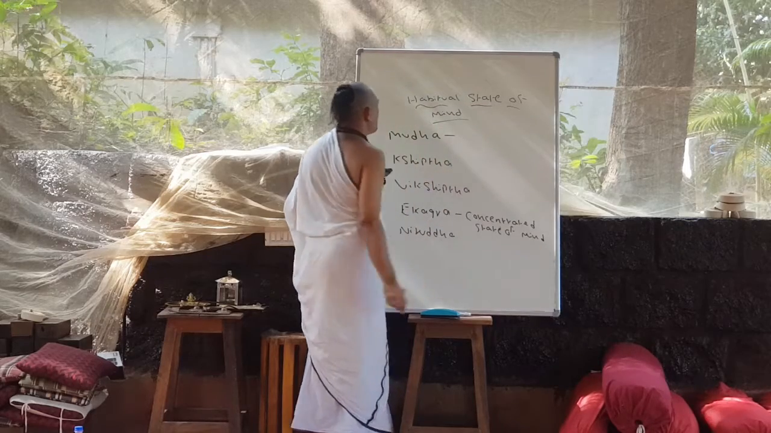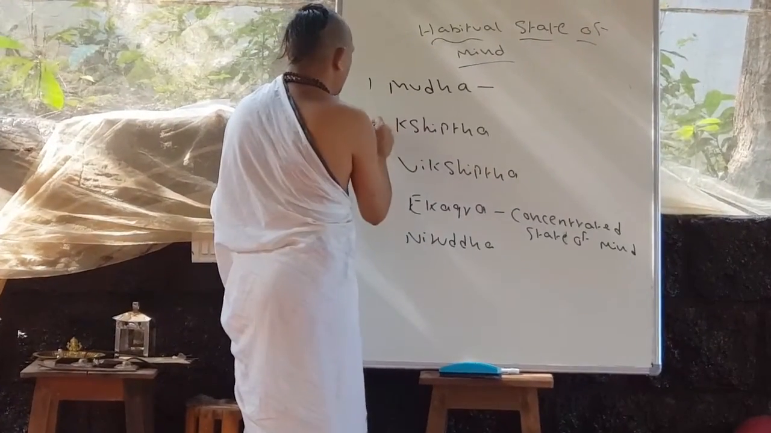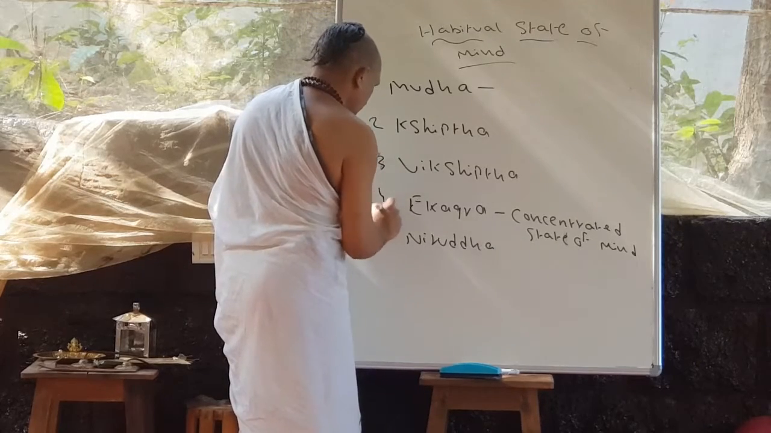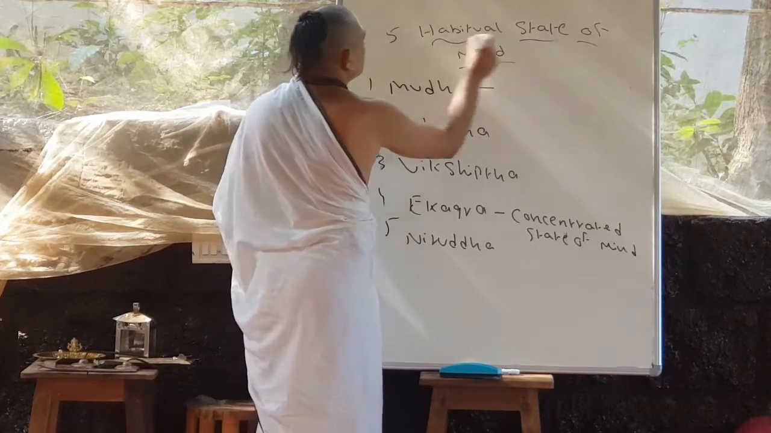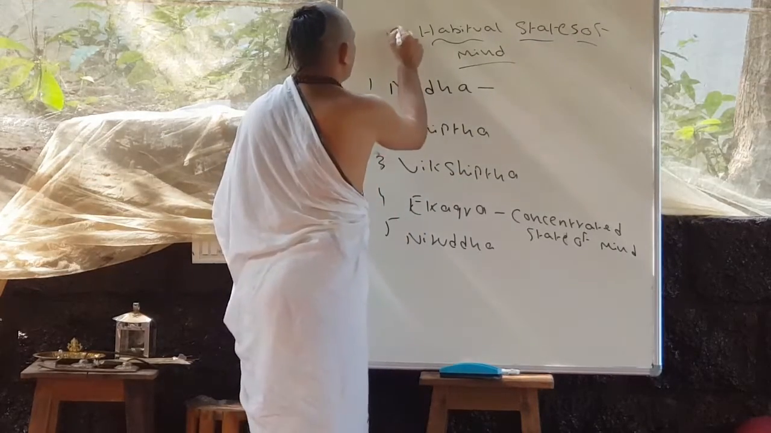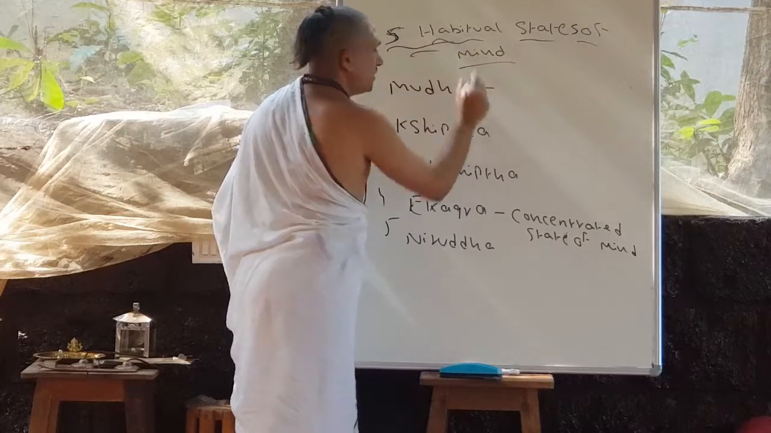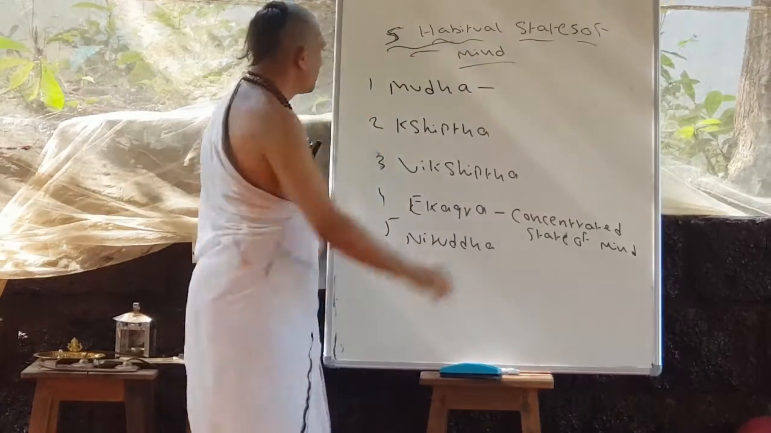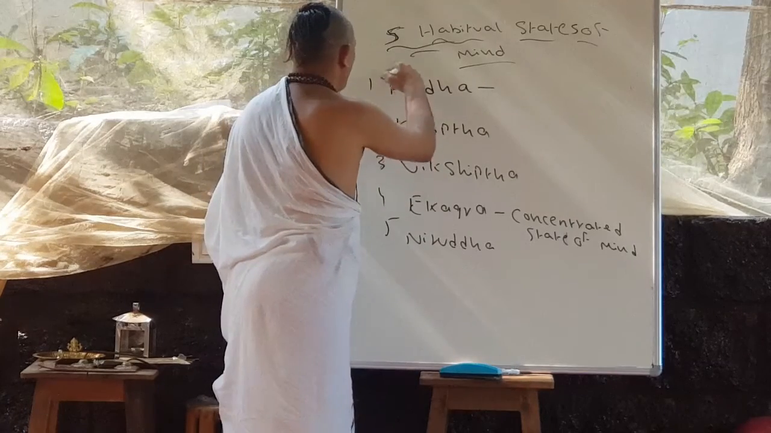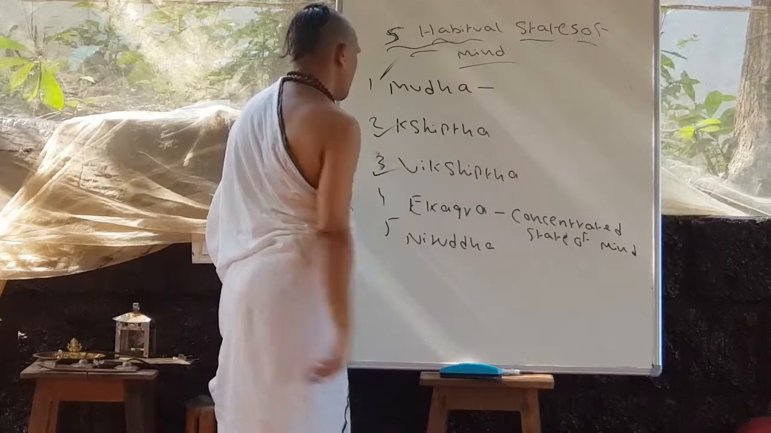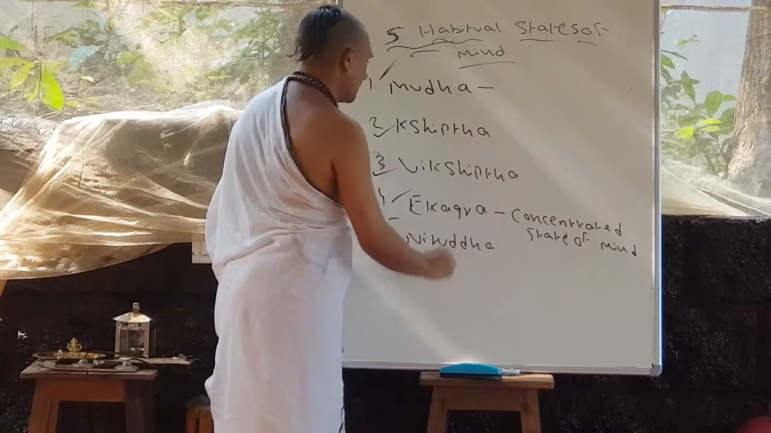So, the mind is habituated to stay in these five states. These five habitual states of mind, five in number. Our Chitta is always remaining in these five habitual states. First is Mudha, second is Kshipta, third is Vikshipta, fourth is Ekagra, fifth is Niruddha.